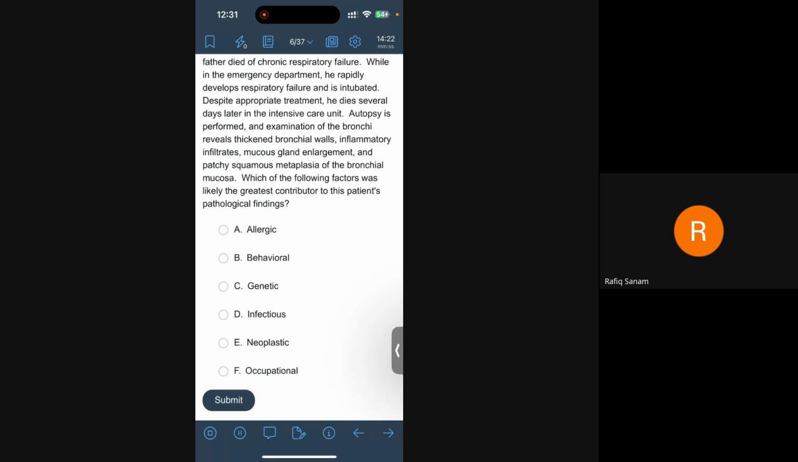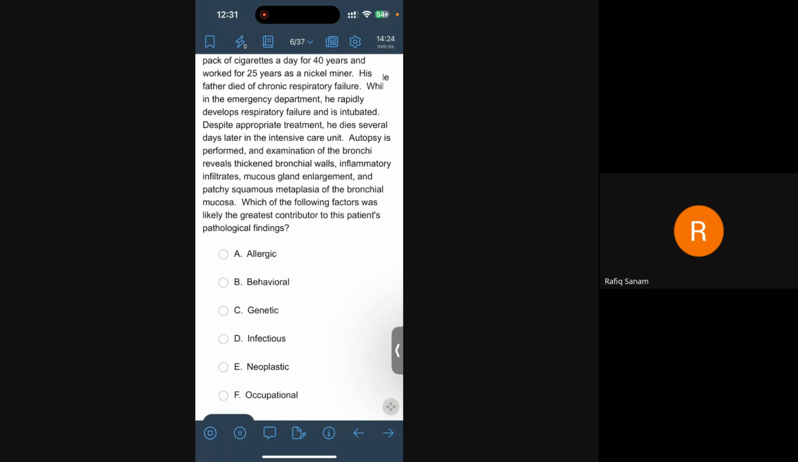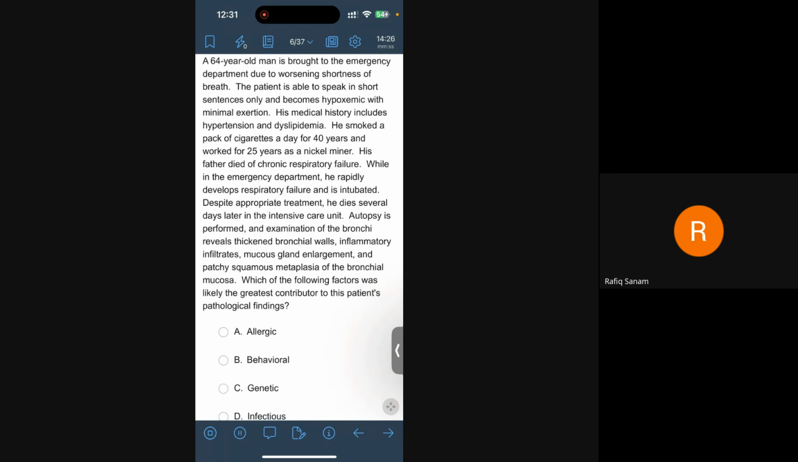Which of the following is the greatest contributor to the patient's pathological findings? Now let's first try to diagnose this patient.